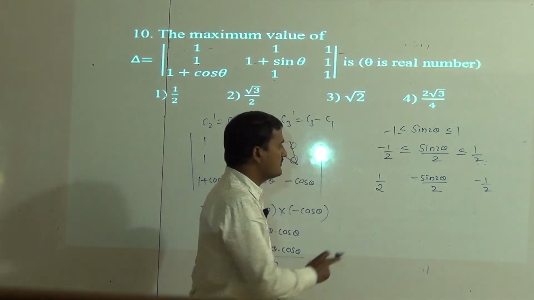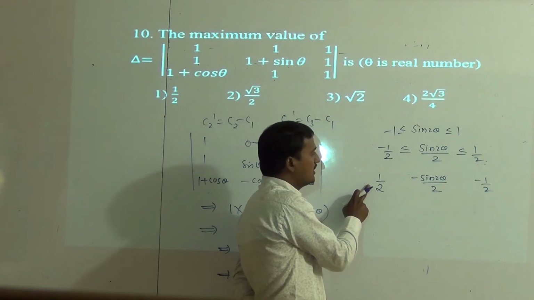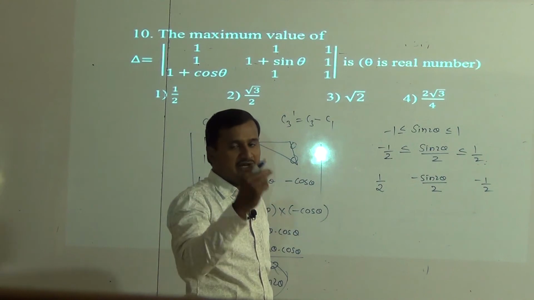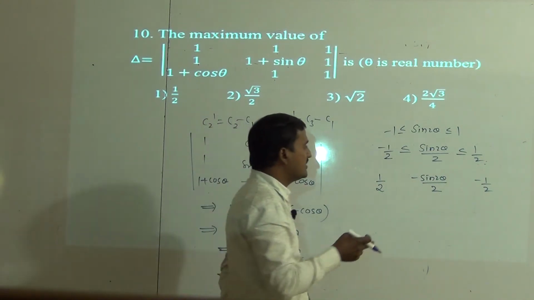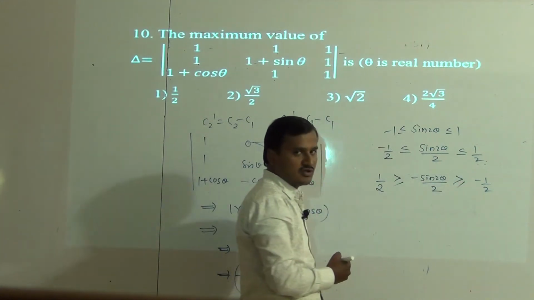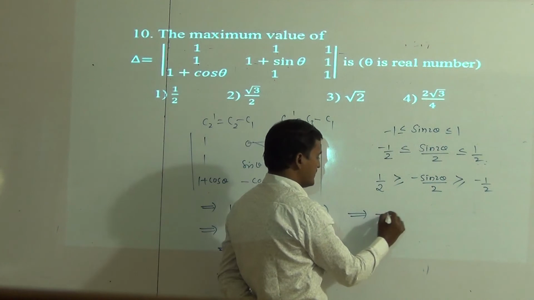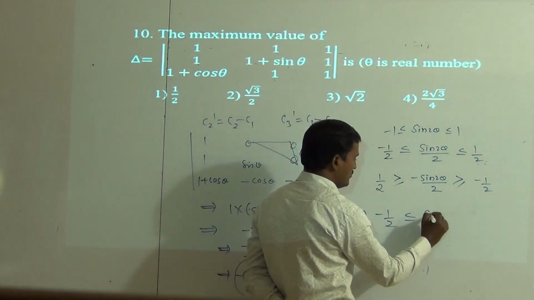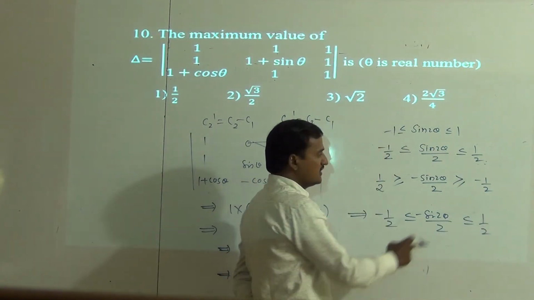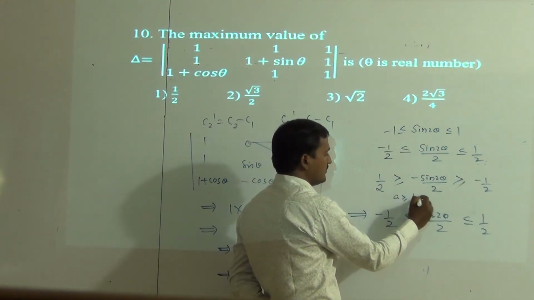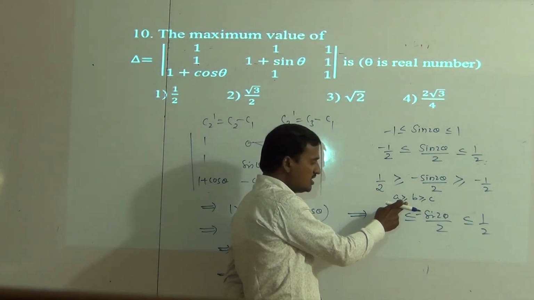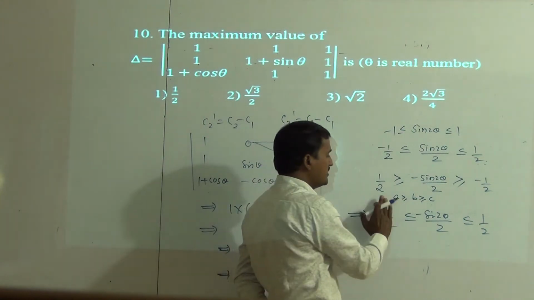So for this I have multiplied by minus 1. If you multiply a negative number to both sides of an inequality, the sign of the inequality changes. So less than becomes more than or equal to. Or simply we will write it like this: minus 1 by 2 is less than or equal to minus sin 2 theta divided by 2, which is less than or equal to 1 by 2. So now it is in the form a is more than or equal to b and b is more than or equal to c. We write c is less than or equal to b, b is less than or equal to a. So now I got it like this.